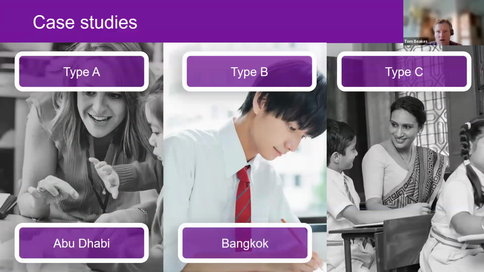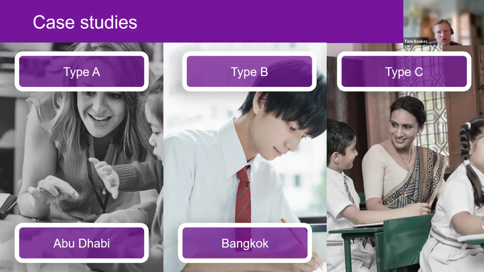Type B, this is an international school in Bangkok. The vast majority of pupils are Thai nationals, so Thai is the shared language among the pupils, but the teaching staff are largely recruited from overseas, and the majority of them don't use Thai, or don't use it fluently. However, the majority of classes will have Thai teaching assistants in them to help provide language support.